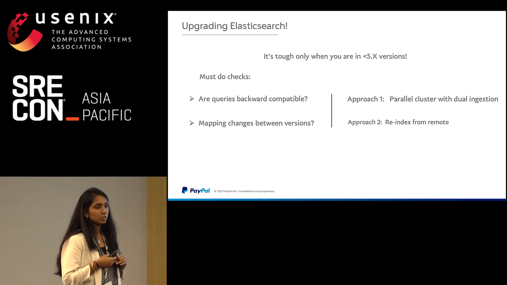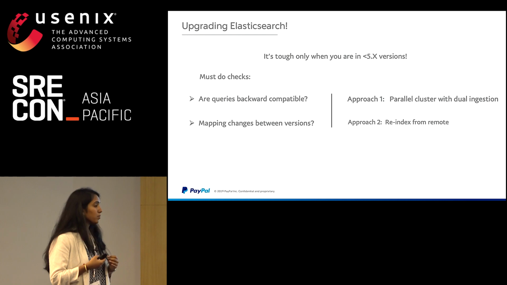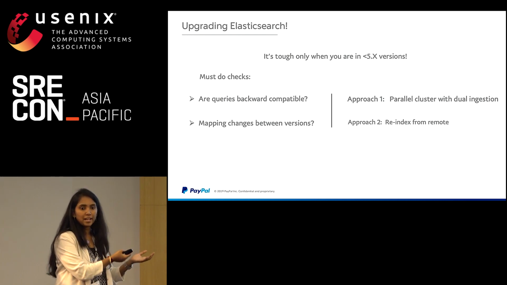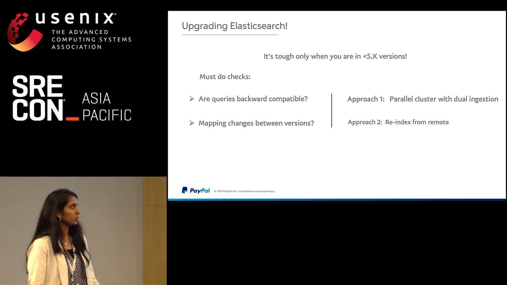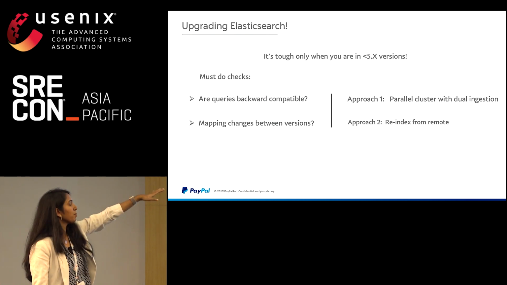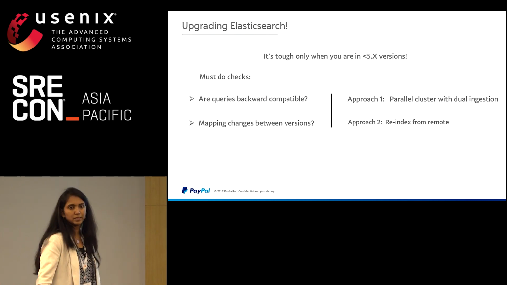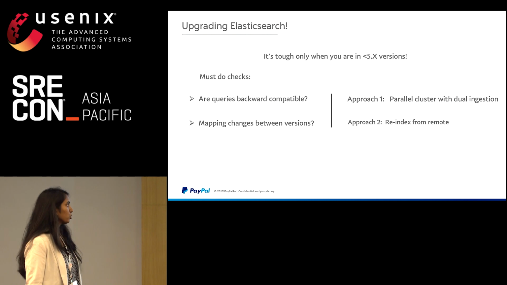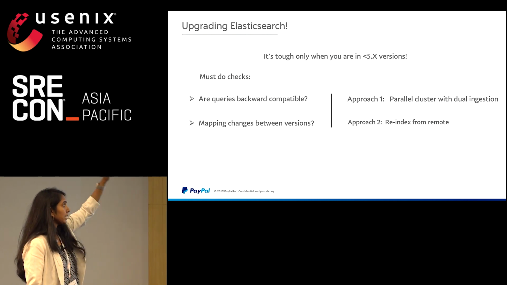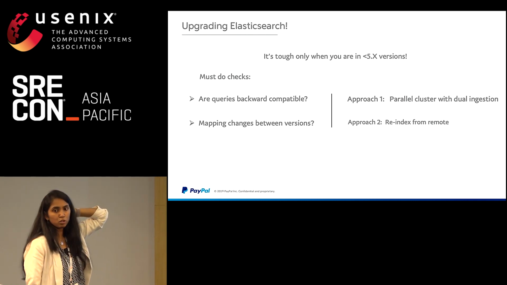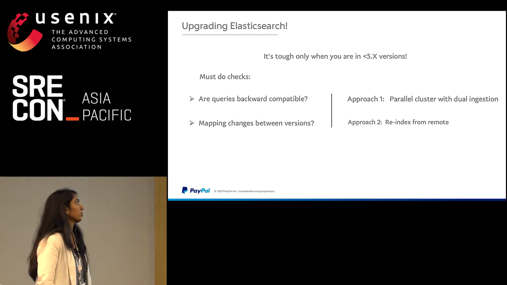The second thing that you got to check is the mapping. Mapping is something with respect to, hey, earlier they called it analyze, now they call it text and keyword. So keep a watch on those two. And approaches is something that depends on the kind of use case that we have. We would prefer the second approach, which is reindex from remote, for any kind of upgrades that you want to do with respect to Elasticsearch clusters.